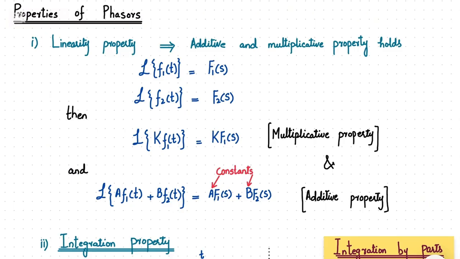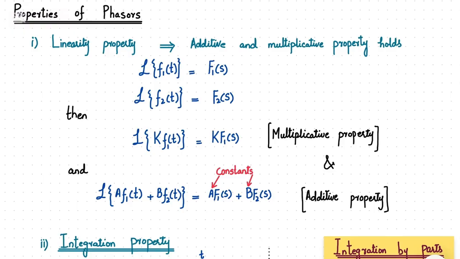Because Laplace transform is linear, when we multiply our time domain function f1 of t by a constant k and calculate the Laplace transform, it means the Laplace transform must be equal to the same multiplying factor k multiplied in s domain, k f1 of s. This is the multiplication property. Similarly, if f2 is multiplied by some other constant, let's say a, and then we calculate the Laplace transform, it means the result would be a times f2 of s.